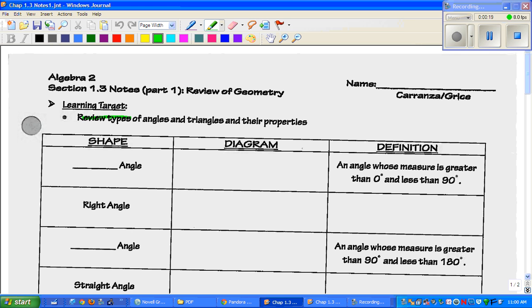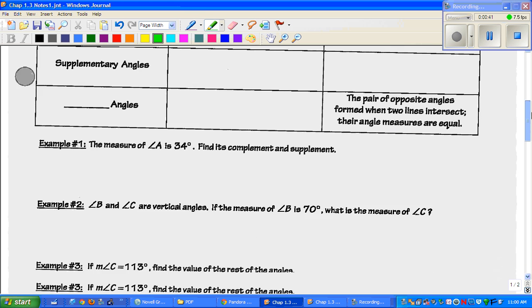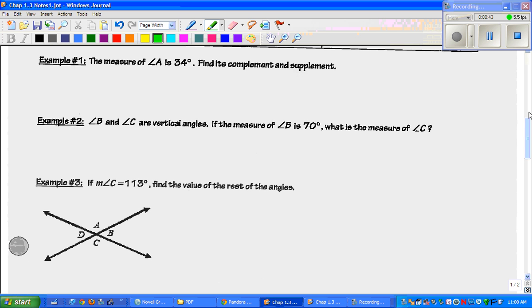Our learning targets for today are reviewing types of angles and triangles and their properties. I am not going to go through each one of these shapes and diagrams. If you need to see it, go back to the notes on the website and click up the answer key, and all of those are going to be filled out for you. All we're going to go through are the examples.